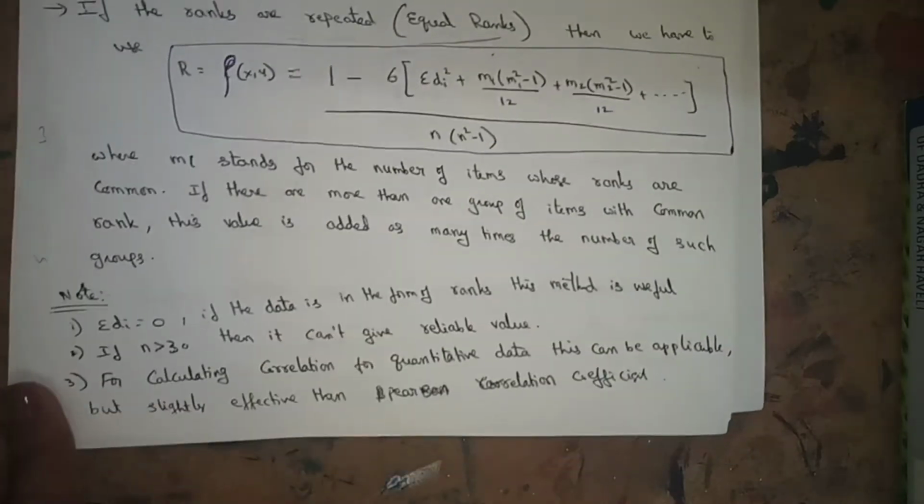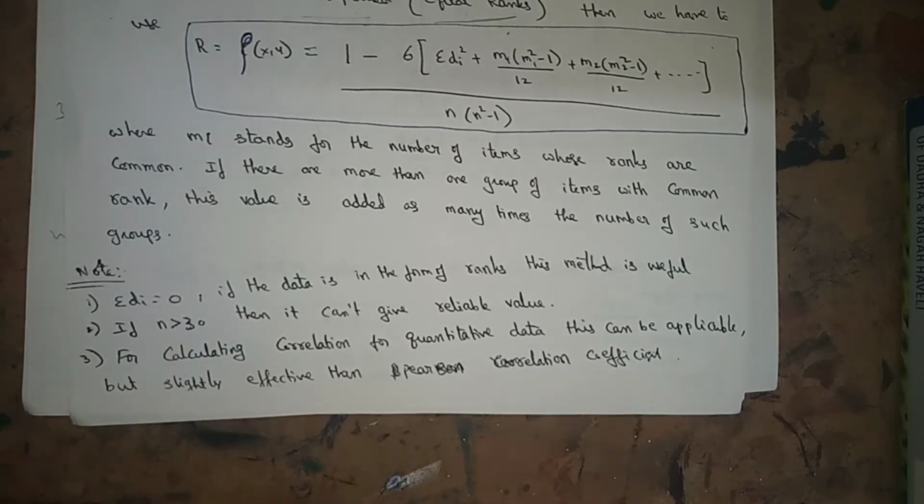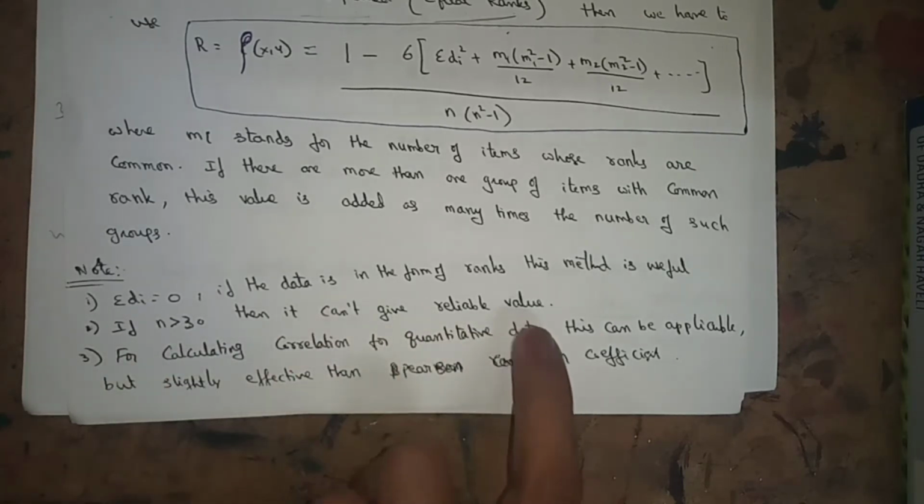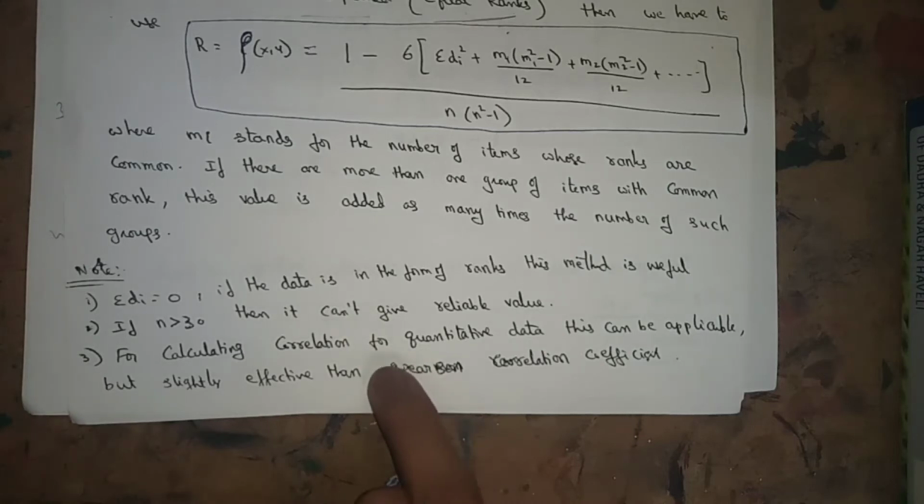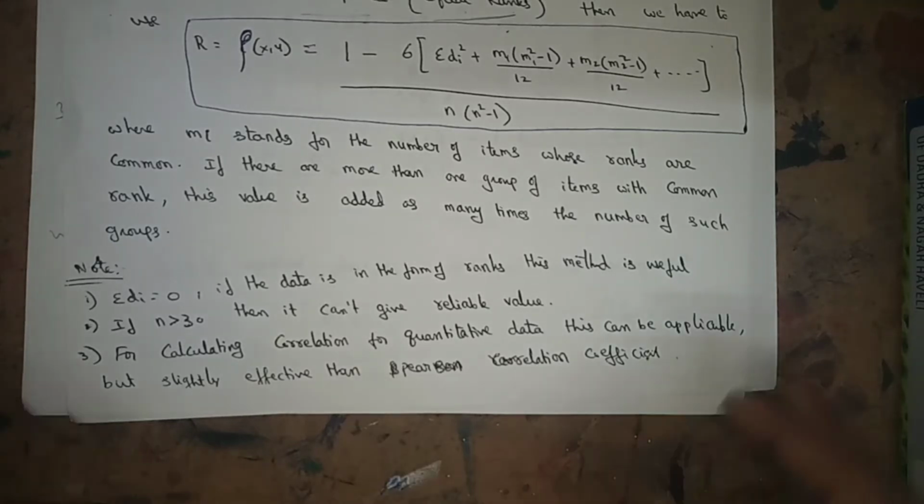Note: sigma di is equal to 0. If the data is in the form of ranks, this method is useful. If n is greater than 30, it cannot give a reliable value. For calculating correlation for quantitative data this can be applicable, but it is slightly less effective than Karl Pearson's coefficient of correlation. Now we will see the first problem.